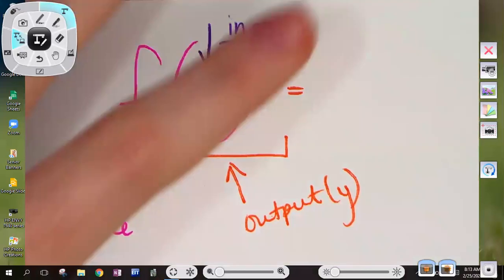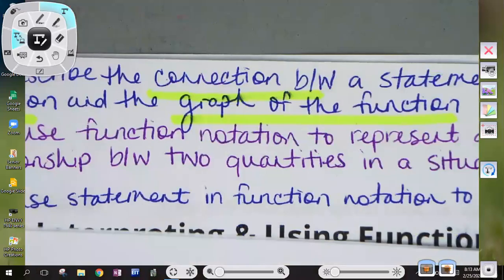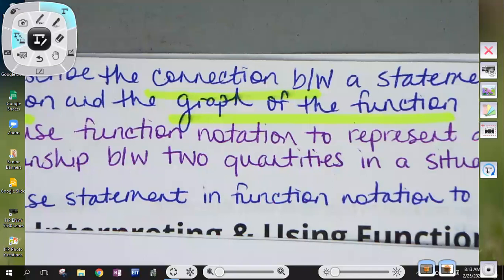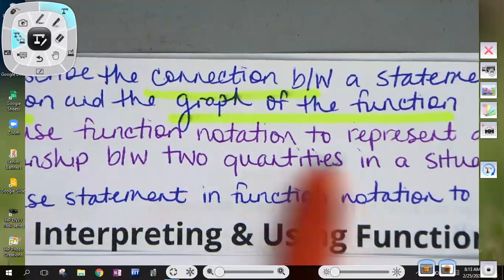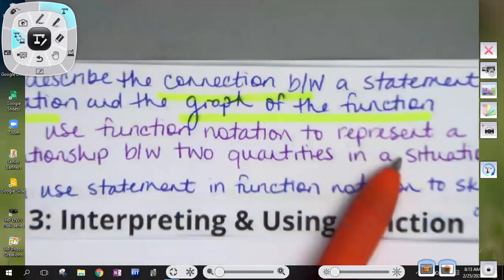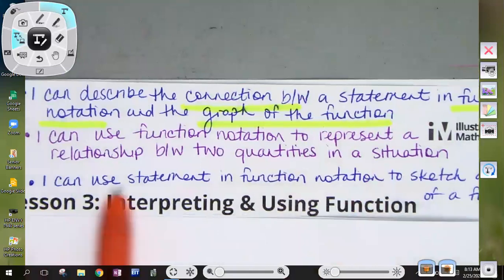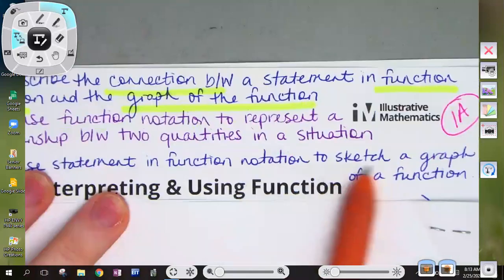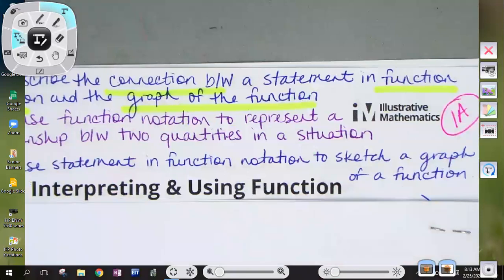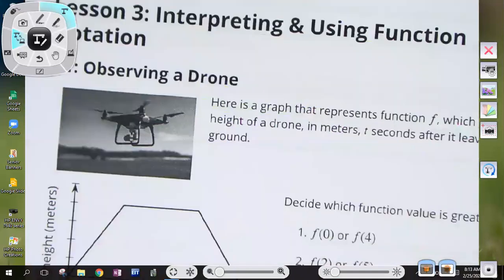So now we're going to take that understanding of reading function notation, and we're going to be looking at the graphs of those functions. Then we're going to use function notation to represent a relationship between two quantities in a situation, which is the graph of the function. And then we're going to take a statement in function notation and actually graph it ourselves. A lot going on in this lesson, but I think you will pick it up pretty easily.